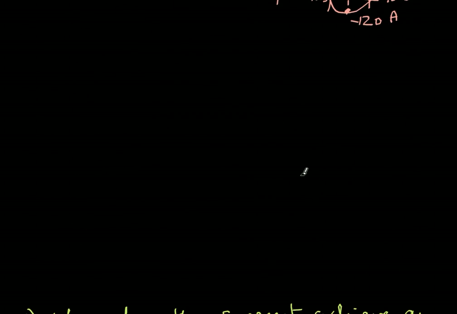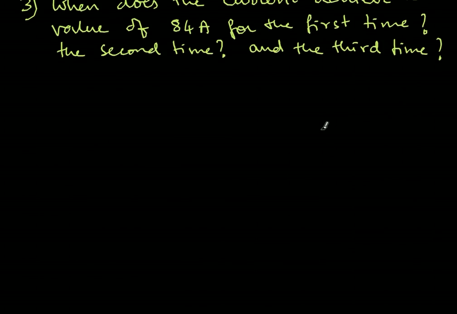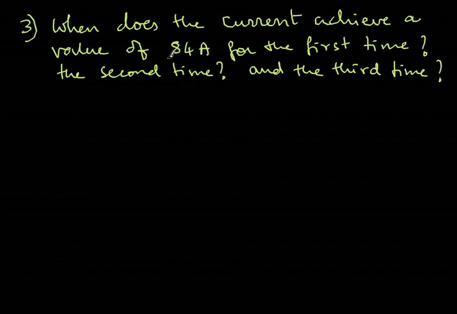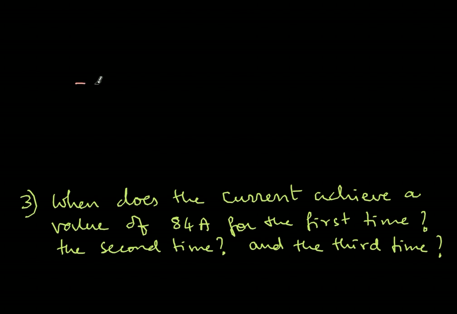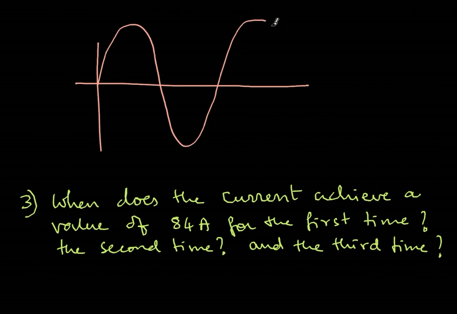Let's go to the third question. The third question is like this: when does the current achieve a value of 84 amperes for the first time, for the second time, and the third time? If I draw the waveform once again, this is a sinusoidal waveform. This is 120 and this is minus 120. Now 84 amperes will be somewhere. This is my time axis, this is my current axis, in amperes. So 84 will be somewhere here, for example.